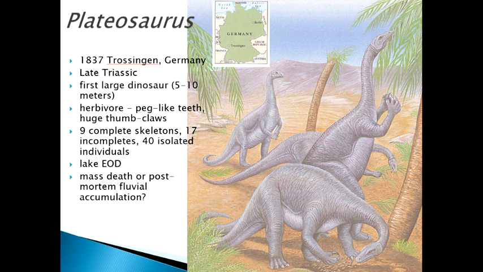In Europe, the oldest dinosaur is this thing called Plateosaurus, found near Trossingen in Germany, and this is a very big dinosaur. Look at this, 5 to 10 meters in length, enormous thing. Unlike all those other early ones I just showed, this one's a big herbivore, so this is a big plant eater. It has some unusual features of its teeth and claws. And look what we have here. Here we have complete skeletons, and quite a few of them. And these ones that are labeled as incompletes, they are almost complete, plus a whole bunch of isolated ones.